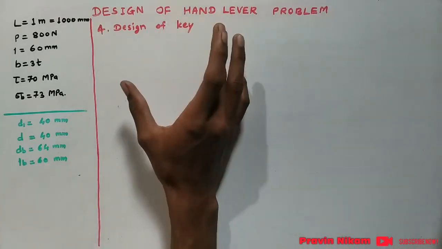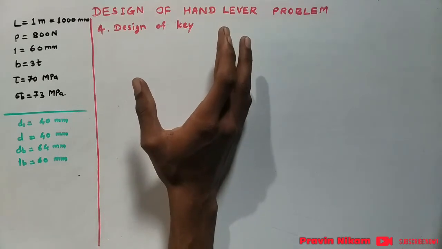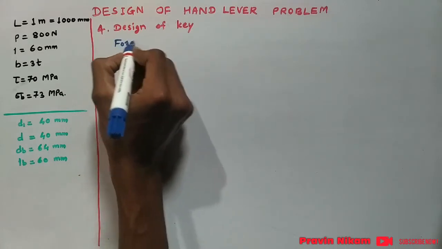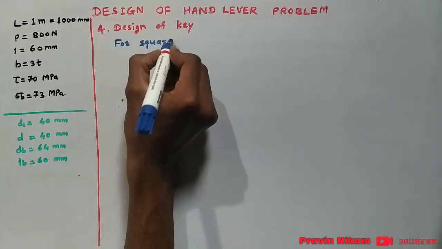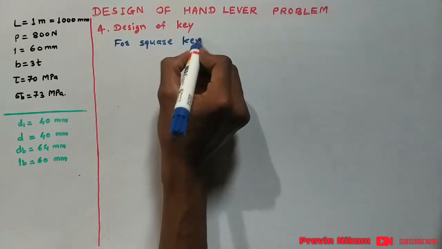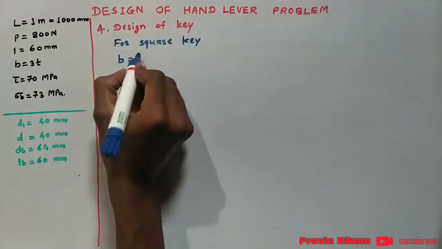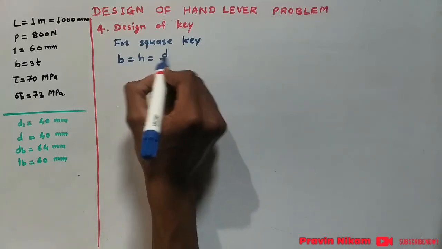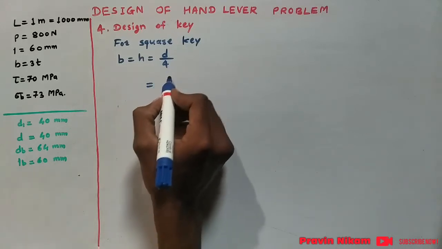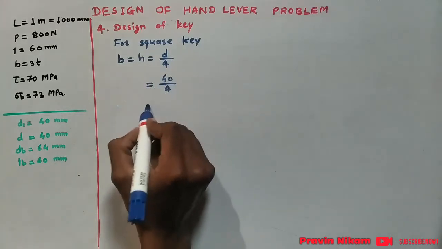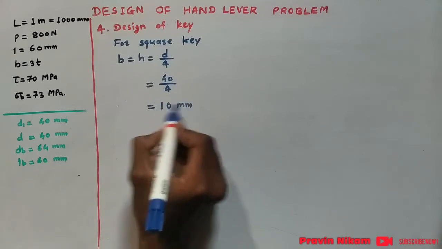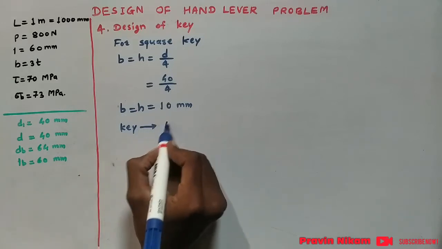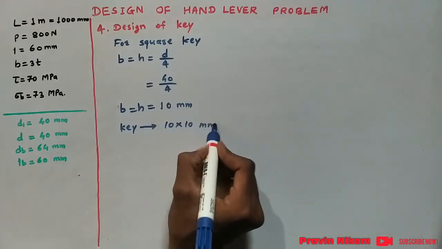Now let us see the design of key. So how to design a key? I will take a simple square key. For a square key, we know that B, the width of key, is equal to the height of key, which is equal to D by 4. So that is equal to 40 divided by 4, which is 10 mm. So here the key used is 10 by 10 mm.